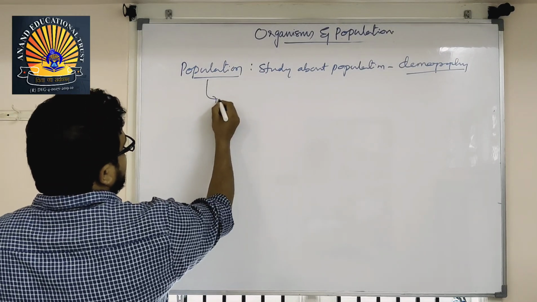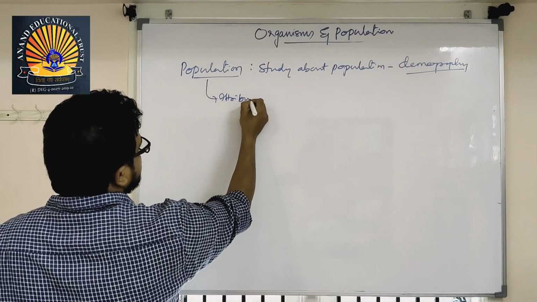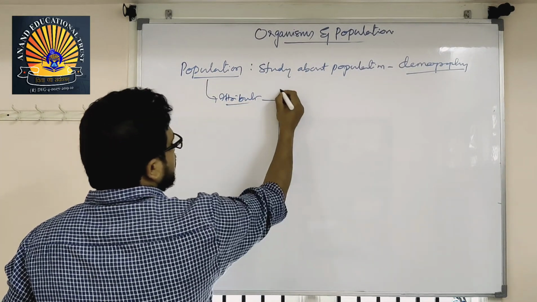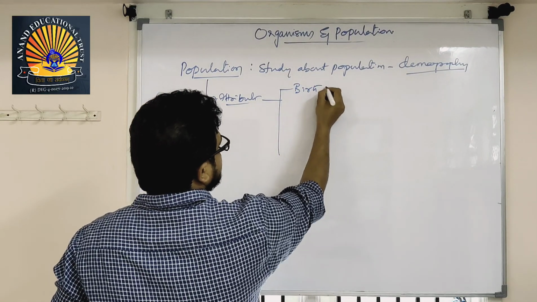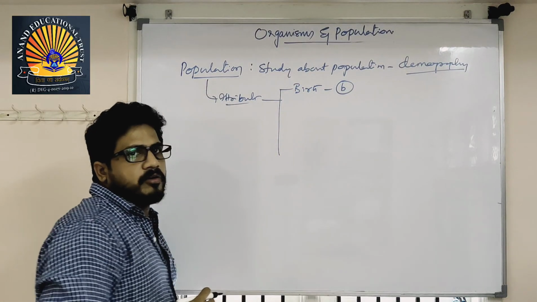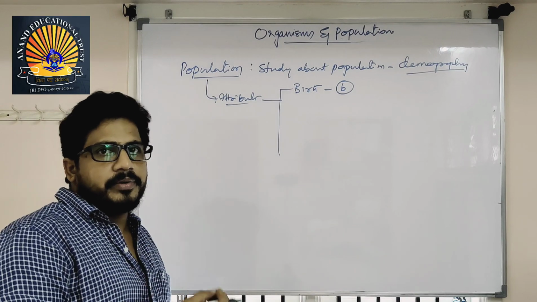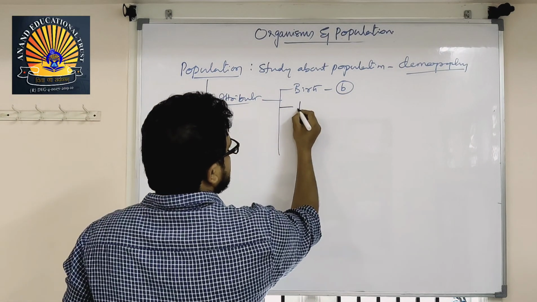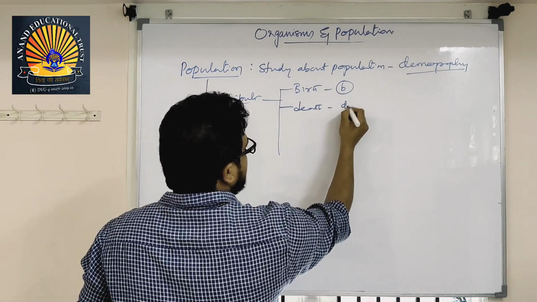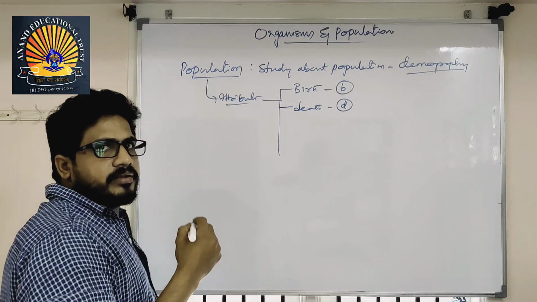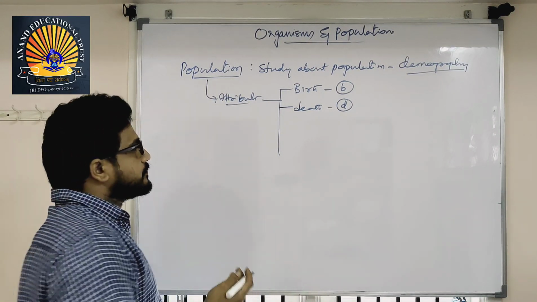Demography is the branch. The population attributes are so many. Here, one kind is birth. It will be denoted by small b. It is nothing but a new individual born. Whereas death will be considered as small d. A living organism is eliminated.